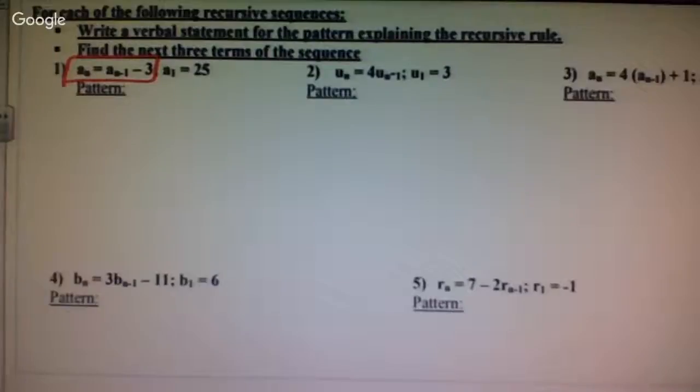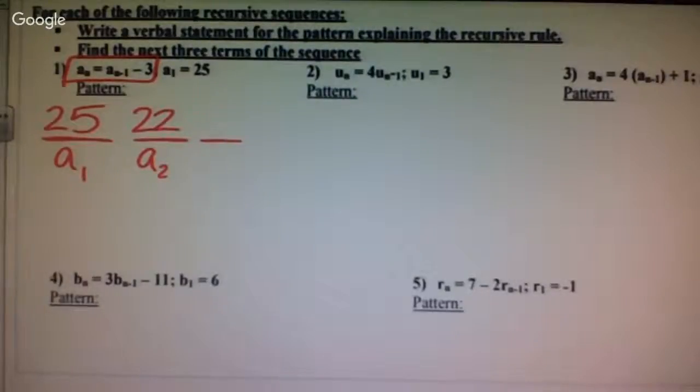What does a sub n minus 1 mean? Previous term. Minus 3. So right now they're telling me that a sub 1 is 25. So to find the next term, I need to use this number and subtract 3. So what does that make a sub 2? 22. And then 19. Okay, they want one more number. Oh, 16.